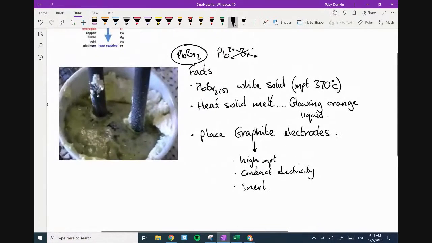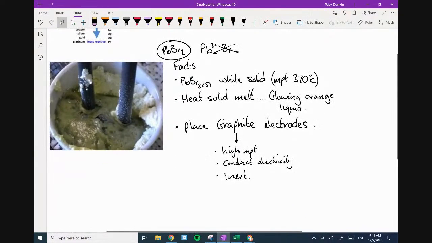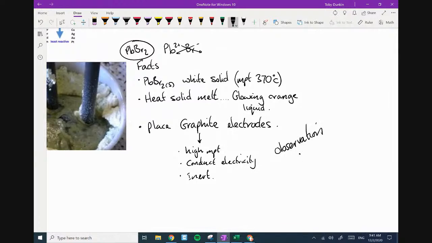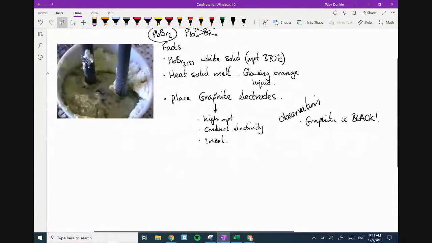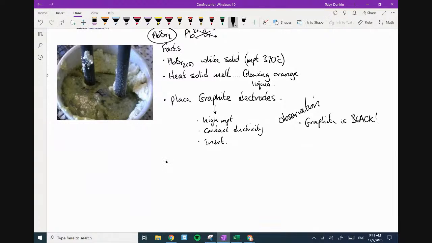Now, just to point out that the graphite electrodes are black. This is an important observation, that the electrodes are black. Graphite starts off black. Okay, so once we then apply the electricity to it, you usually don't see the light bulb light up immediately. It usually lights up moments later because most of the time when you add the electrodes, it's not entirely liquid yet. Once it becomes a liquid, the light bulb then slowly comes on.